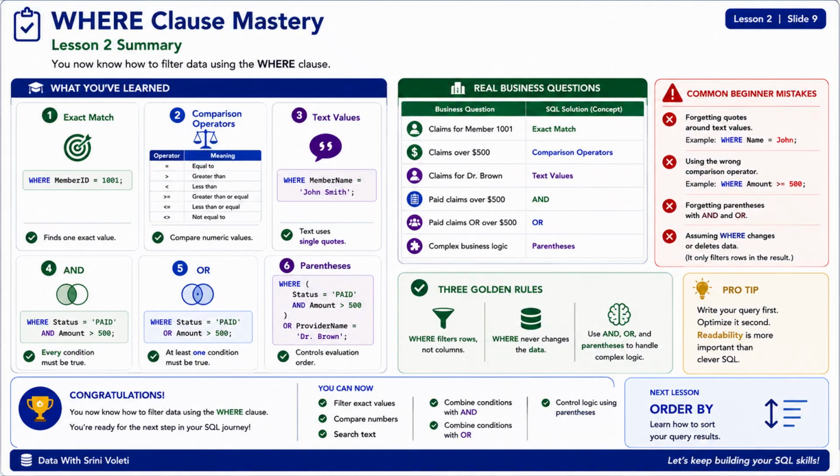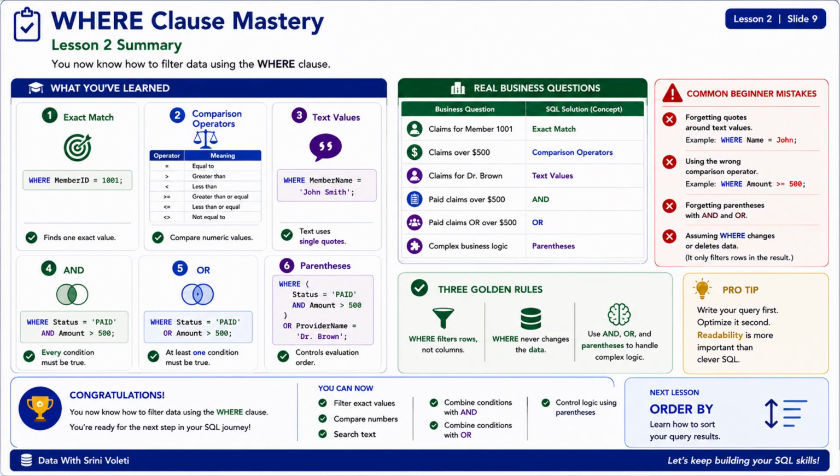We have covered a lot in this lesson, so let us take a few minutes to review the key concepts we have learned. The WHERE clause is one of the most important tools in SQL because it allows us to retrieve only the data that answers a specific business question. Instead of searching through thousands or even millions of records, we can tell SQL exactly what we are looking for. Throughout this lesson, we have built that skill one step at a time.